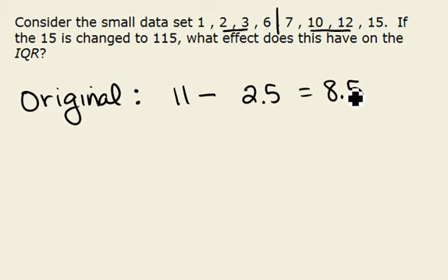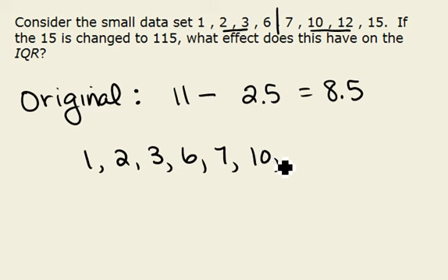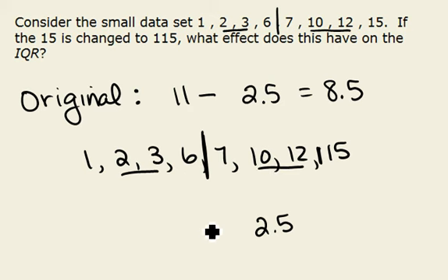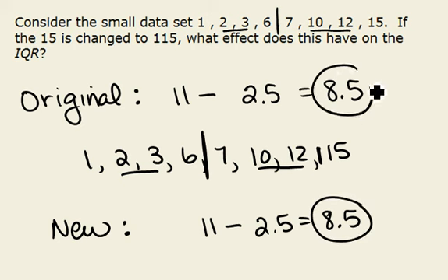Now let's think about changing the 15 to 115. So we'd have the data set 1, 2, 3, 6, 7, 10, 12, and 115. If we wanted to find the median, we would still get 6.5 in the middle of 6 and 7. We would still average 2 and 3 to get 2.5 for our Q1. We should still average 10 and 12 to get 11. And so what we will end up with is an interquartile range for the new data set of 8.5. So changing the value of 15 to 115 does not have any effect on the interquartile range.